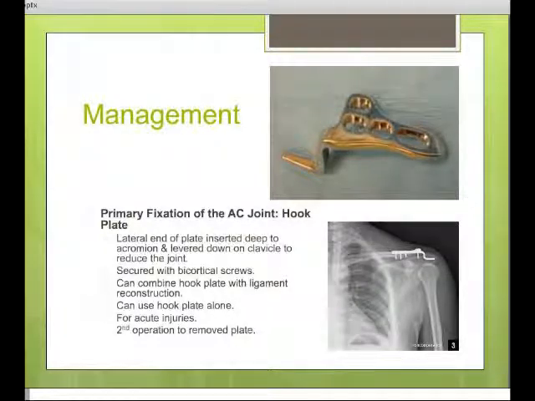But I've seen hook plates being used quite often, where the lateral end of the plate, the pointed bit here, is placed underneath the acromion and then pushed down onto the clavicle, and that reduces the AC joint, and bicortical screws are used to attach the plate to the clavicle. This can be combined with ligament reconstruction, or you can use the hook plate alone. This is mainly used for acute injuries. However, a second operation is required to remove the plate.